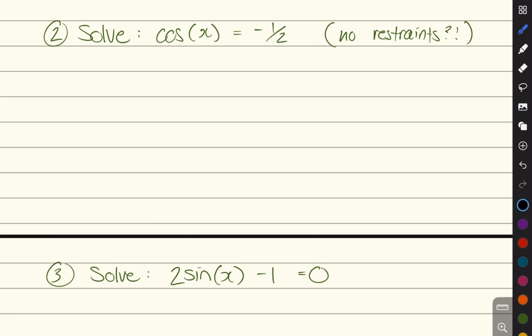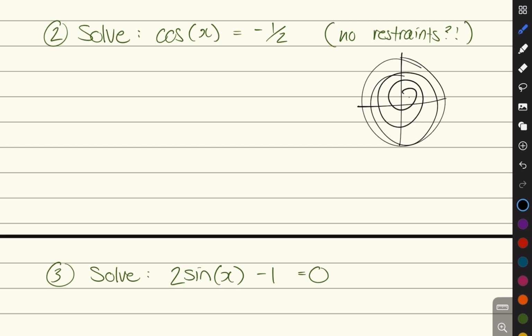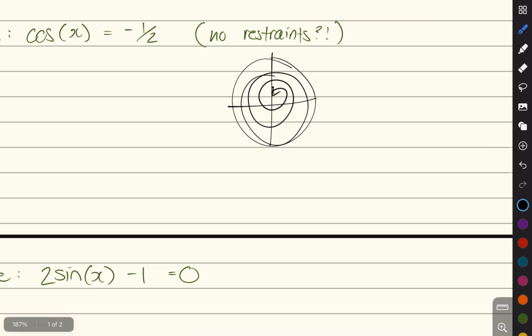Now, for our second problem, we're asked to solve cosine of x equals negative 1/2. And this time, we're not given restraints. This means that the answer can be a radian that's circled around the unit circle an infinite amount of times. So we need to remember to add plus 2 pi n at the end of our answer, where n represents the number of times circled around the unit circle.